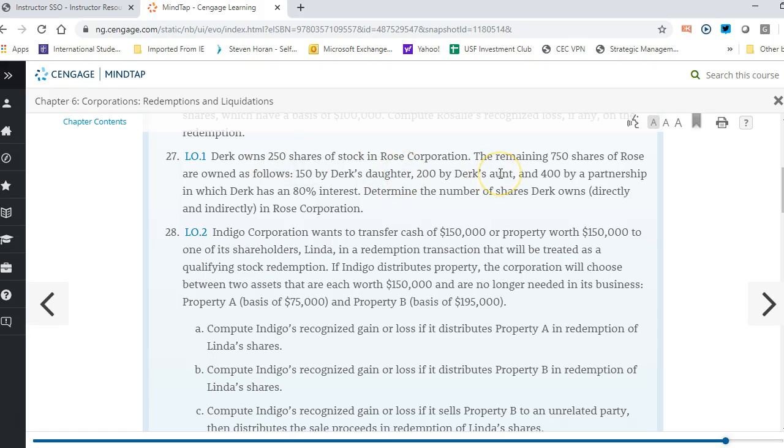Okay, for 27, Dirk owns 250 shares of stock in Rose Corp. The remaining 750 shares of Rose are owned as follows: 150 by Dirk's daughter, 200 by an aunt, and 400 by a partnership in which Dirk has an 80% interest. How many shares does he own directly and indirectly in Rose Corporation? So the chapter talks about what they call attribution.